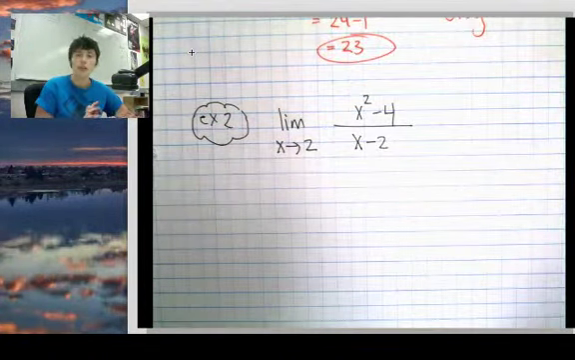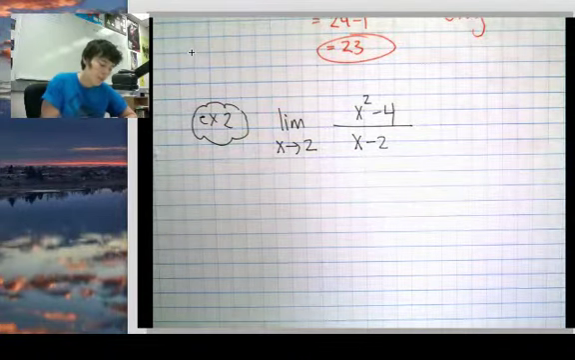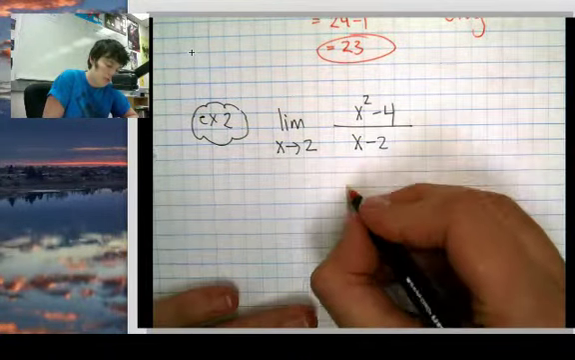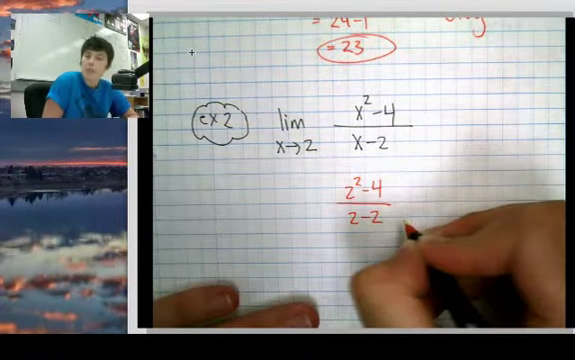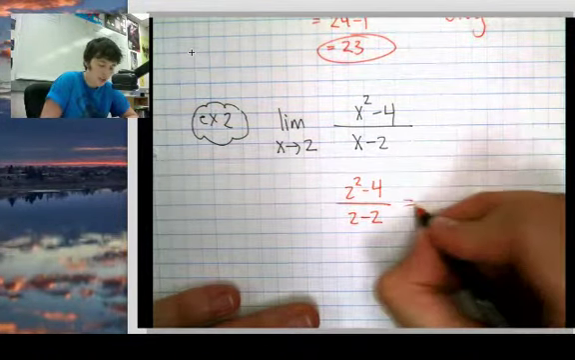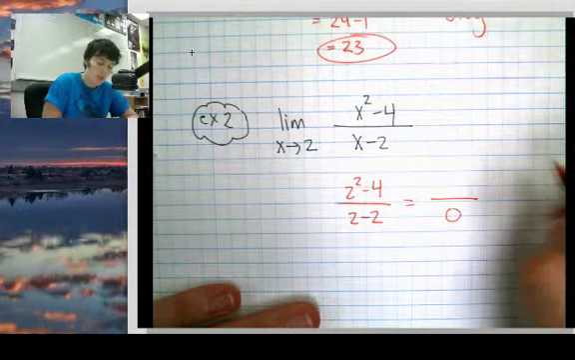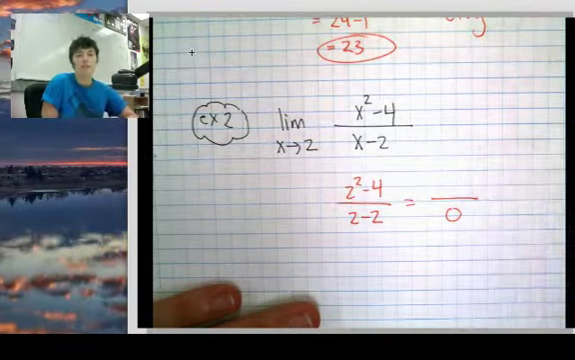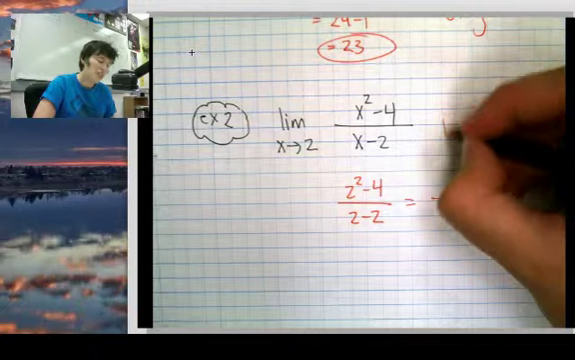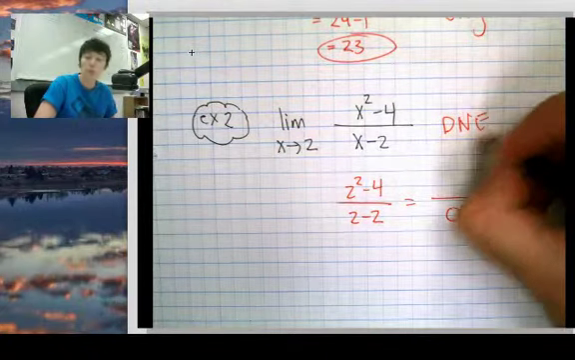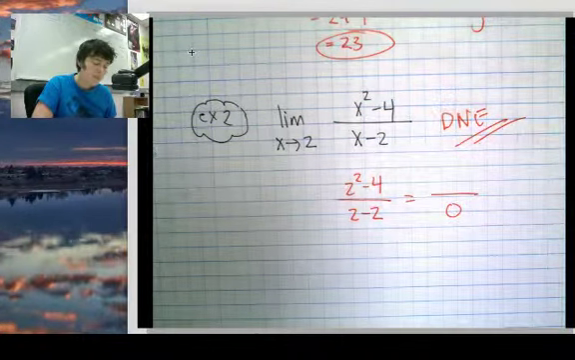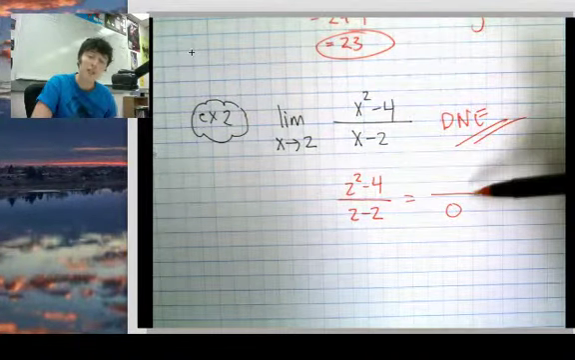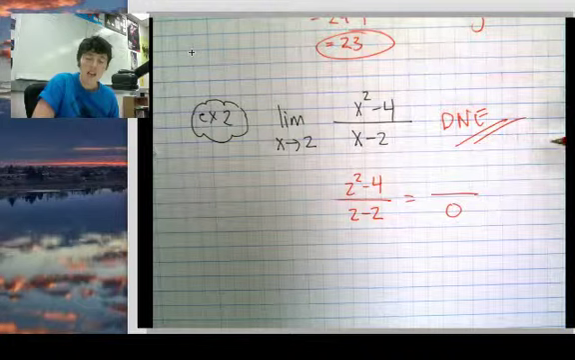Your first step is always plug and chug, but look what happens when you plug in 2. You get 2 squared minus 4 over 2 minus 2. Doesn't matter what's on top of this fraction, there's a 0 in the denominator, which cannot happen. It's undefined. So most people want to try and say, oh, the answer is DNE, which would be nice and convenient and easy, but it's usually not true. Just because you can't plug it in doesn't mean there's not an answer for this limit.